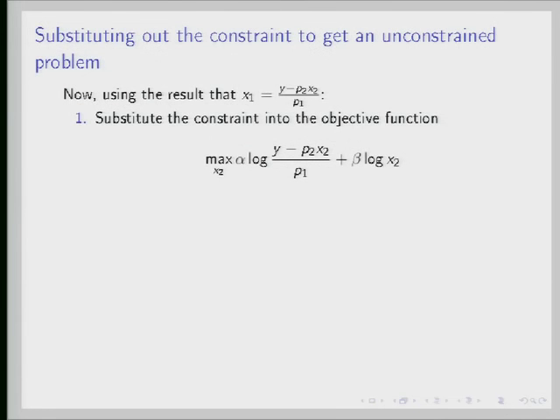And her choice of how much x2 to consume leaves some money left over in the budget, and then she spends all that money on x1. Okay, so that's one way to think about a now unconstrained version of the maximization problem facing the consumer. A problem with no constraints and only one choice variable. Okay, is everyone happy with that?